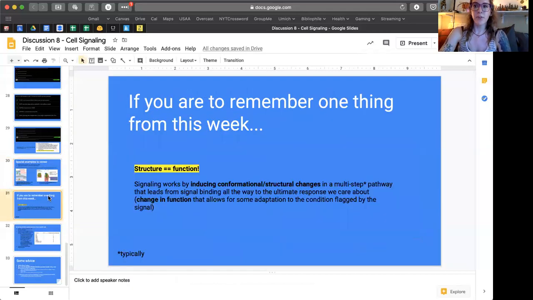So ultimately, if you're to remember just a single thing from my discussion today, it's that structure equals function. The entire crux of how signaling works is that we're inducing some sort of conformational or structural change in a path that's usually going to be a multi-step pathway, from the signal binding all the way down to the step where we're getting that change in function or behavior that's going to allow us to adapt to that original condition that the signal was telling us about. So yeah, it's all about structure and function.